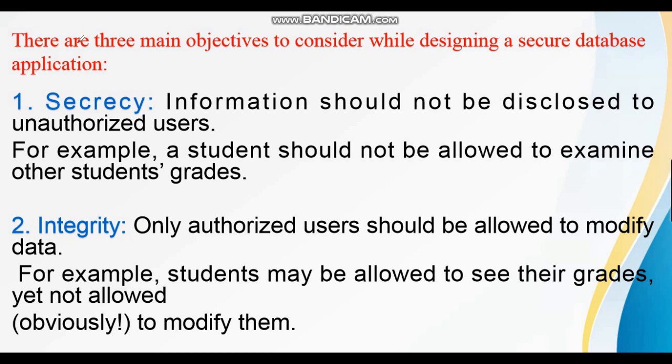Now next, there are three main objectives to consider while designing a secure database application. Very first one is what? Secrecy. Information should not be disclosed to unauthorized users. For example, a student should not be allowed to examine other students' grades. Okay, so this is what secrecy is.